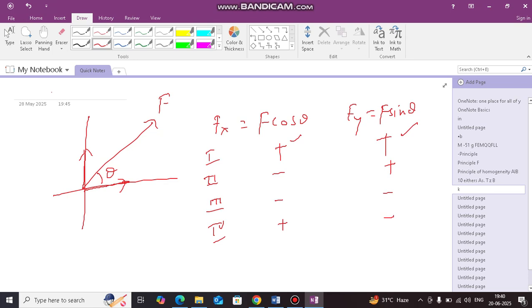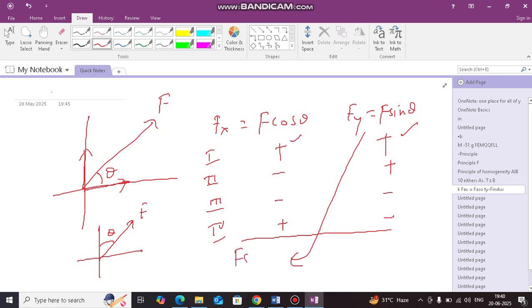Let us say in some other problem they give you the vertical angle. In that situation, you just swap: the x component will be F sin theta and the y component will be F cos theta. Everything else remains the same. The sign conventions will not change, they will remain the same.